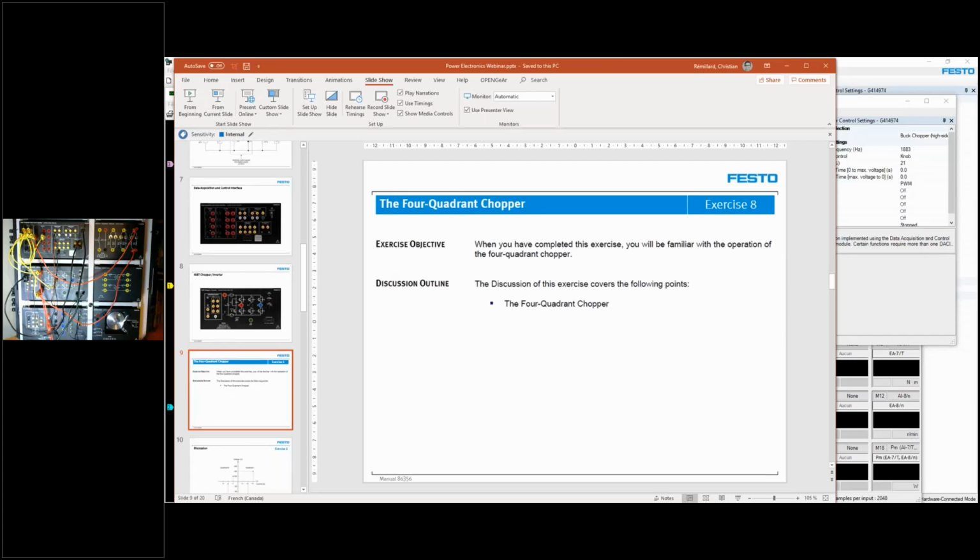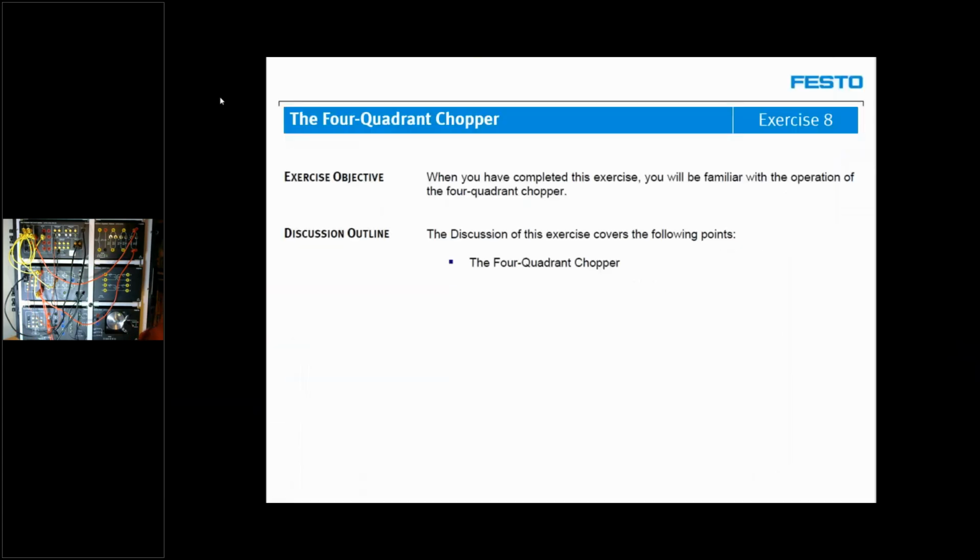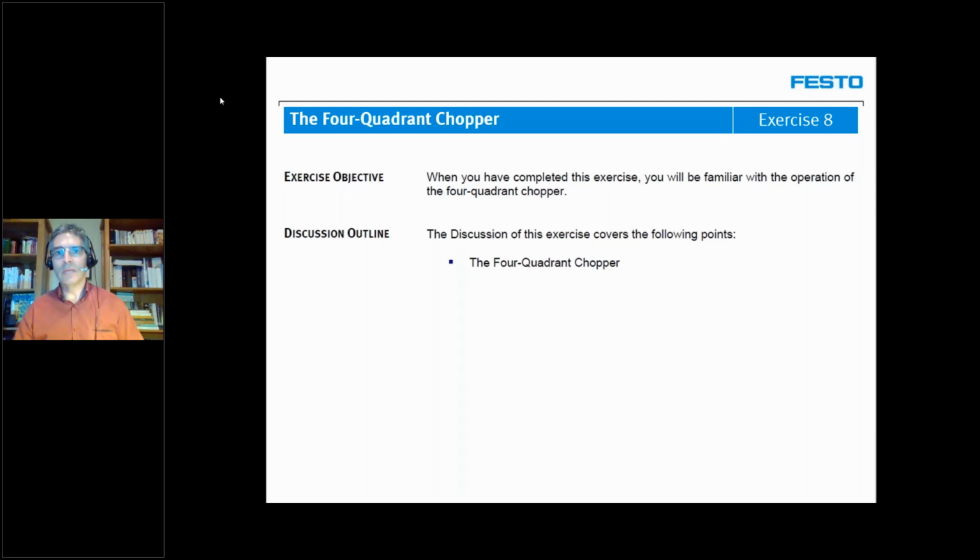So the problem with the circuit we just looked at for the buck chopper is that we can only control the average value of the voltage reaching the resistor, but we cannot control its polarity. Okay, so if our source is connected to feed a positive voltage to the load, we are stuck with a positive voltage to the load. There is no way we can change the polarity of this voltage using our circuit.